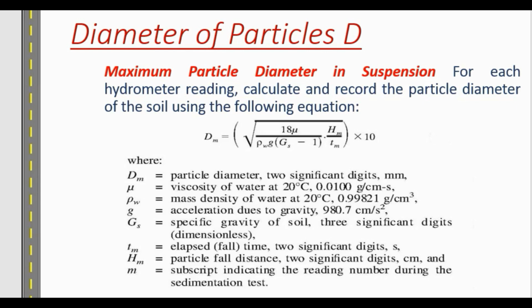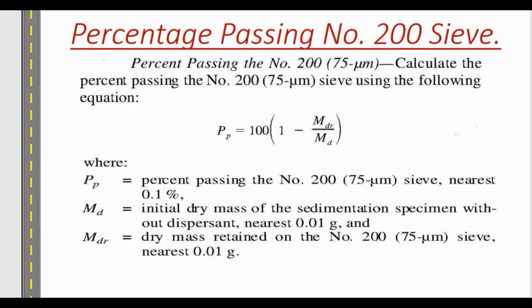Diameter of the particles in suspension we can calculate by this formula. You can read that equation. After that, percentage passing number 200 sieve, by using this equation we can find out the percentage passing. MD is the initial mass, MDR is the mass retained on number 200 sieve after washing and dried in an oven, where MD is the initial dry mass of the sedimentation specimen without dispersing agent.